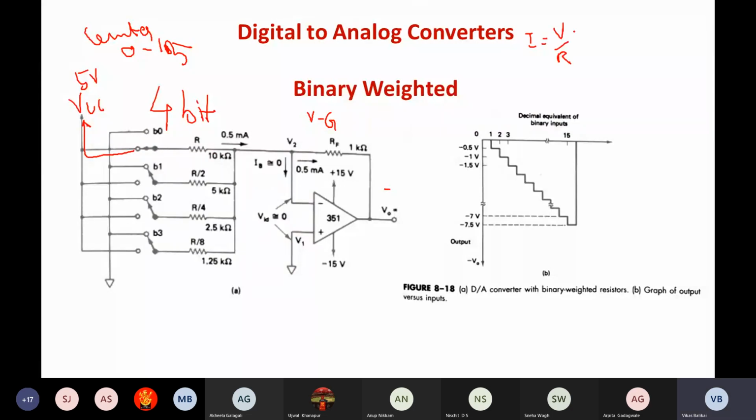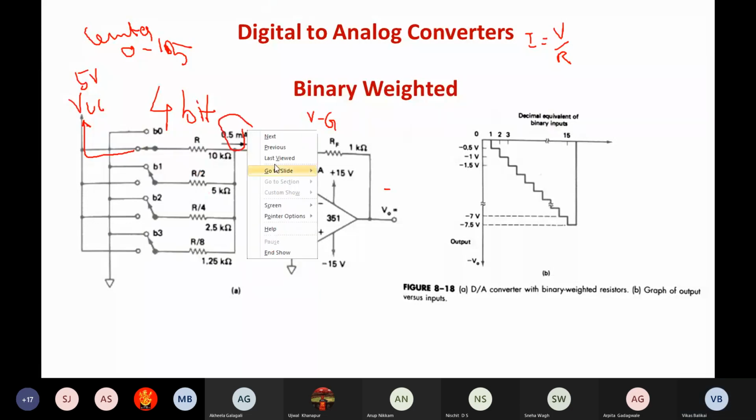So if I do that, my current will be equal to, voltage is 5, resistance is 10 kilo ohm. I have taken these values; I could take any other values also. So if this is the scenario, what will be the value? 5 by 10k will be equal to 0.5 milliampere. So the current over here will be 0.5 milliampere, which I have already shown over here.